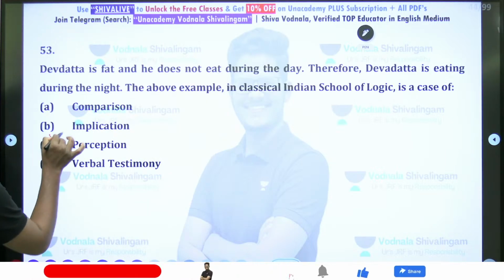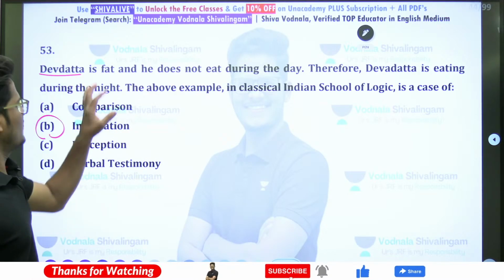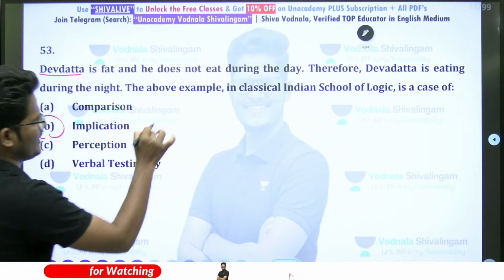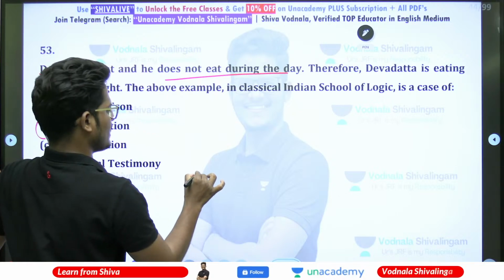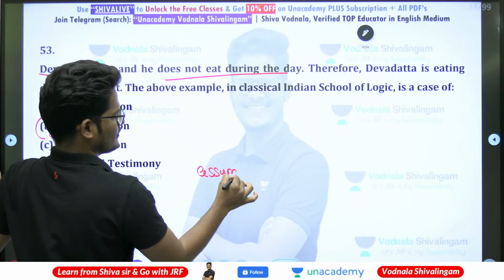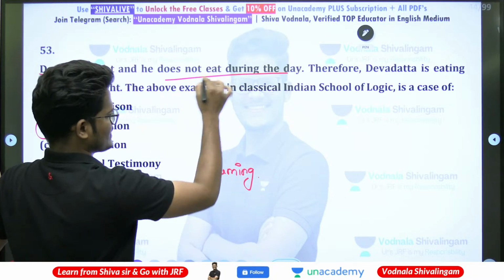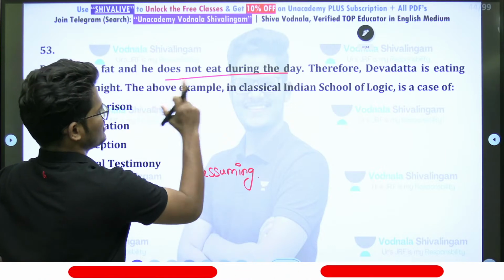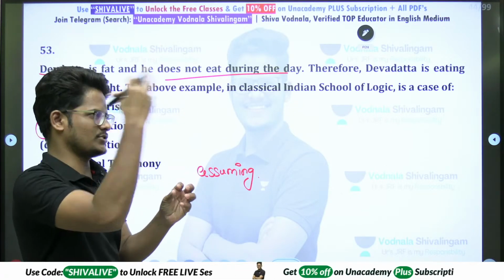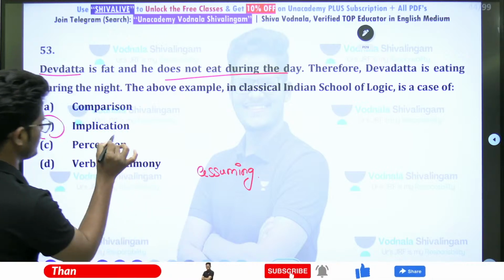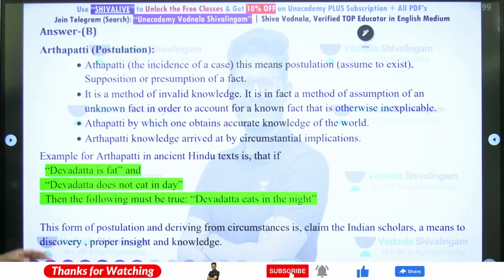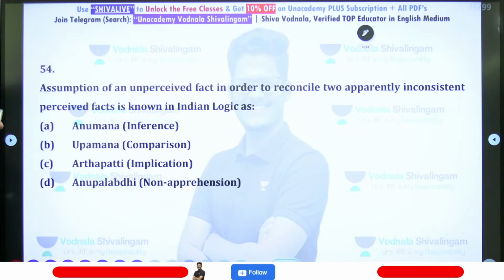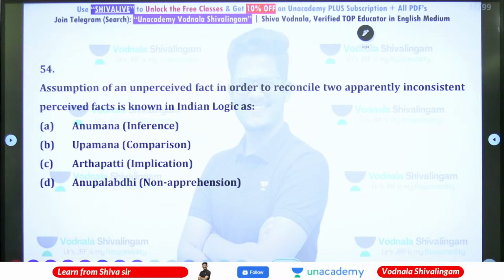Option B is the given answer, that is implication. Whenever Devdatta is coming, Devdatta, Krishnadatta, all these are implication only. Devdatta is not eating during the day, so by having this statement in our hand, we are assuming that he might be eating at the night time. Because of that only he became fat. That's an imagination or assumption or a postulation, arthapati, that we are making, which is an implication pramana over here. It's an invalid source of knowledge. It may be true in all the cases, it may not be true in all the cases. That depends. It's an imagination.